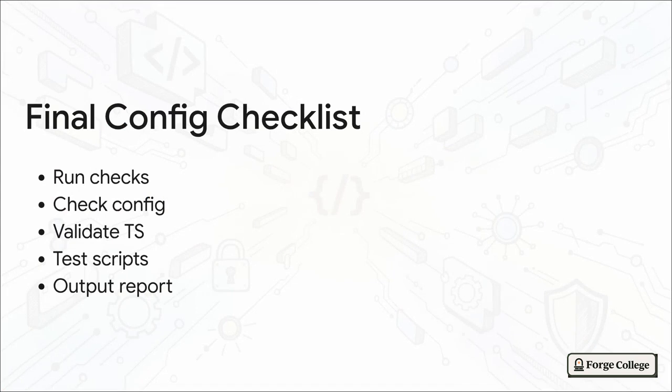Number 1, run those automated checks we just built. Number 2, manually inspect the compiler and optimizer settings, just to make absolutely sure they match the project requirements. Number 3, validate our TypeScript toolchain. We do this by running npx tsc --noEmit to catch any sneaky type errors. Number 4, confirm our development scripts actually work locally. And number 5, produce our readiness report.